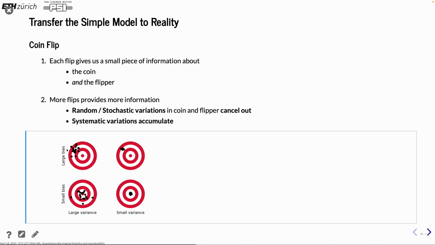So let's transfer this simple model to reality. We have our coin flips, where each flip gives us a small piece of information about the coin and the flipper. More flips provide more information, so we can have random and stochastic variations in coin and flipper. They will cancel out, while systematic variations accumulate. And then we come back to the plot of the target practice I had before. And here you can see that there are systematic and random variations.